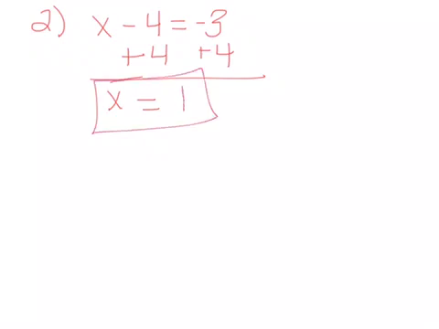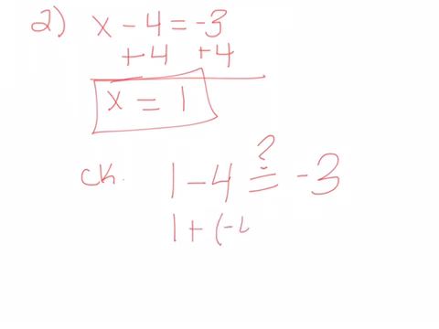And that's the answer. Of course, if you want to check it, plug 1 in for x. 1 minus 4, and I want to know if that's equal to negative 3. Your subtraction rule says change the subtraction sign to addition, and change the sign of the number being subtracted. So this would become 1 plus negative 4. And again, we want to know if that's equal to negative 3.